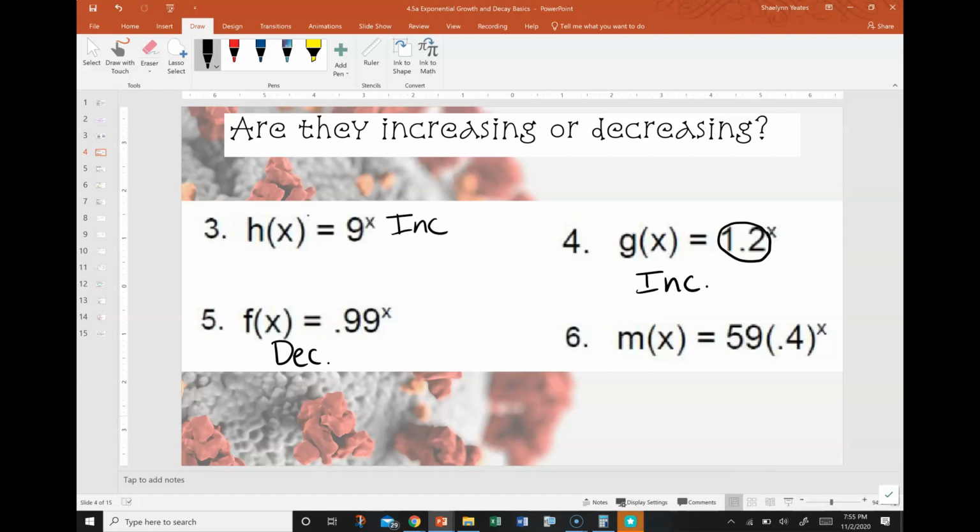Okay, and then on the next one, we're looking at this number that's to the x, 0.4. If I multiply 1 by 0.4, do I get bigger or smaller? I get smaller, so this is a decreasing one, which is quite lovely.